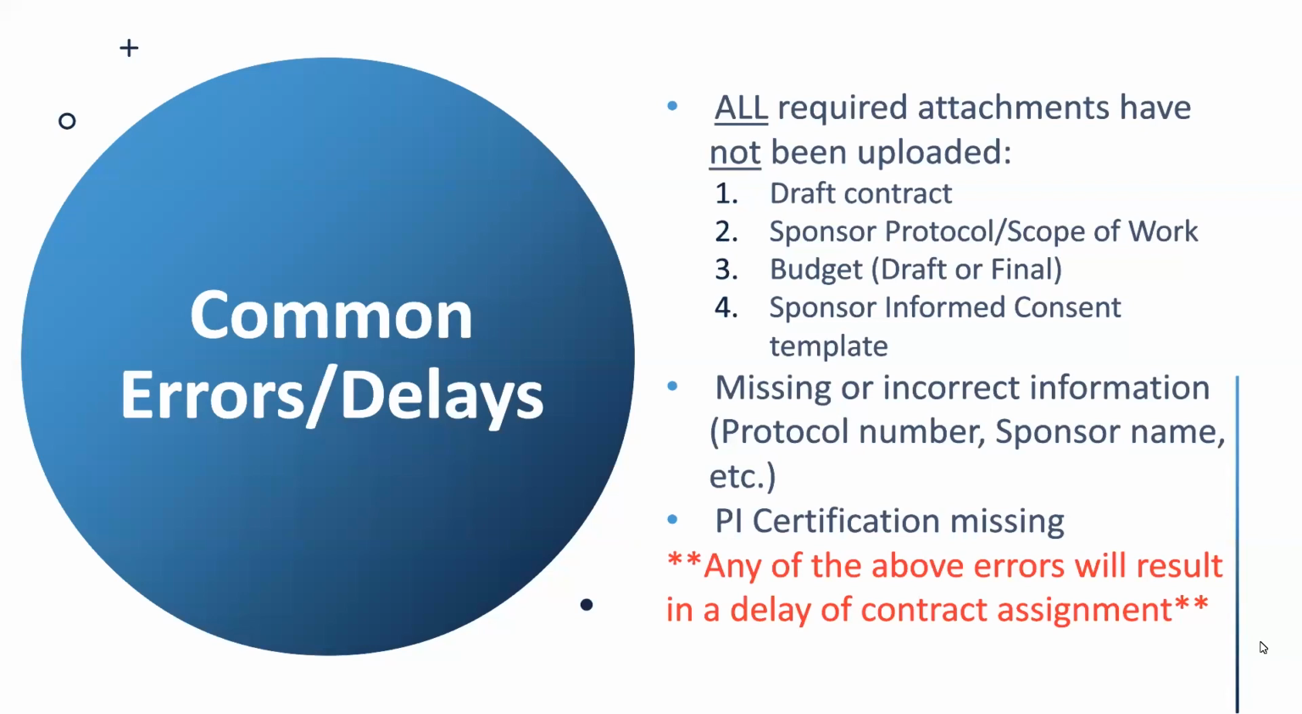So again, those attachments are the draft contract, the sponsor's protocol or scope of work, the budget, and then the sponsor's informed consent template. A lot of other errors that we often see are missing or incorrect information. So if the protocol number or the sponsor's name was missing or incorrect, that information has to be validated and corrected. And again, the PI certification, as Sandy mentioned, will not be submitted and pulled into our queue if those pieces of information are missing.